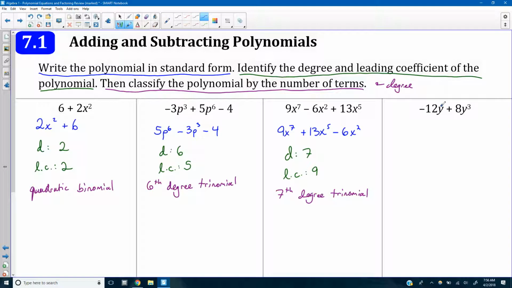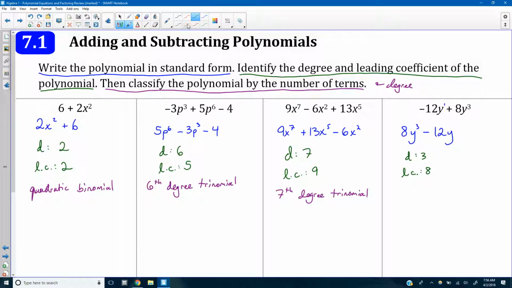And the last problem here, obviously, it looks like there needs to be reordering as well. This is of degree 1, just so you know, and that's of degree 3. So the 8y cubed should be written first, and then minus 12y. It is of degree 3, again, it's a cubic there, and its leading coefficient is an 8.